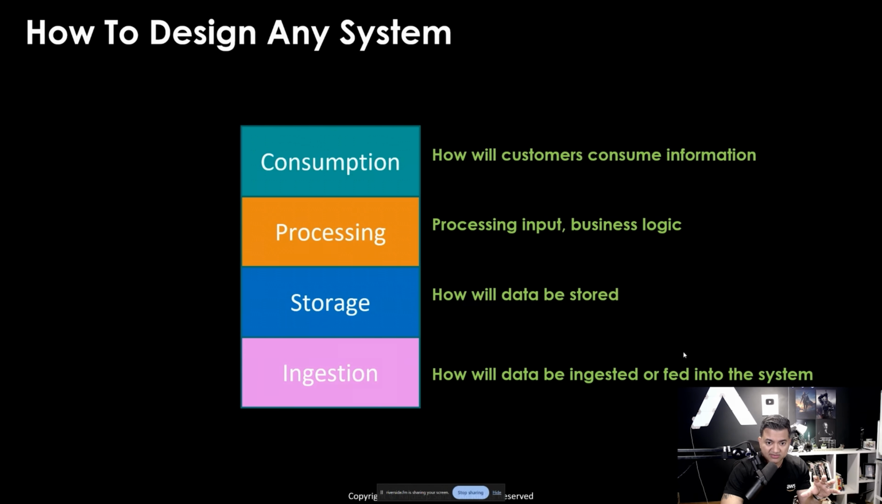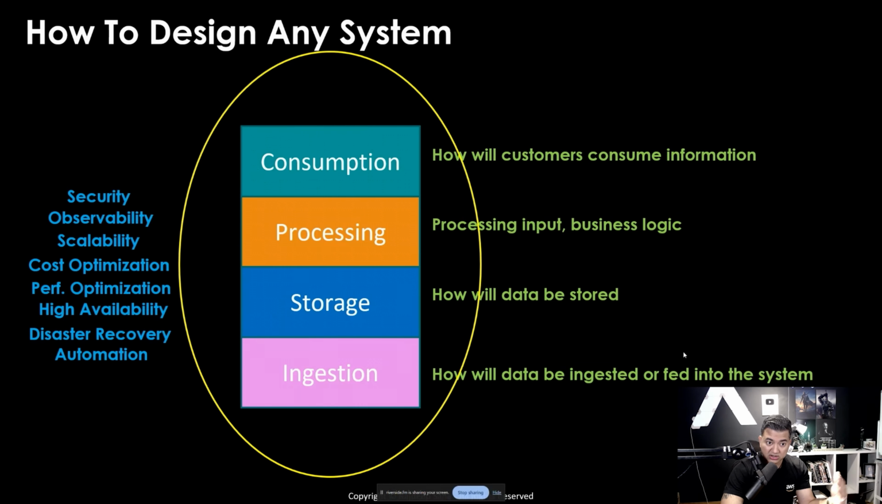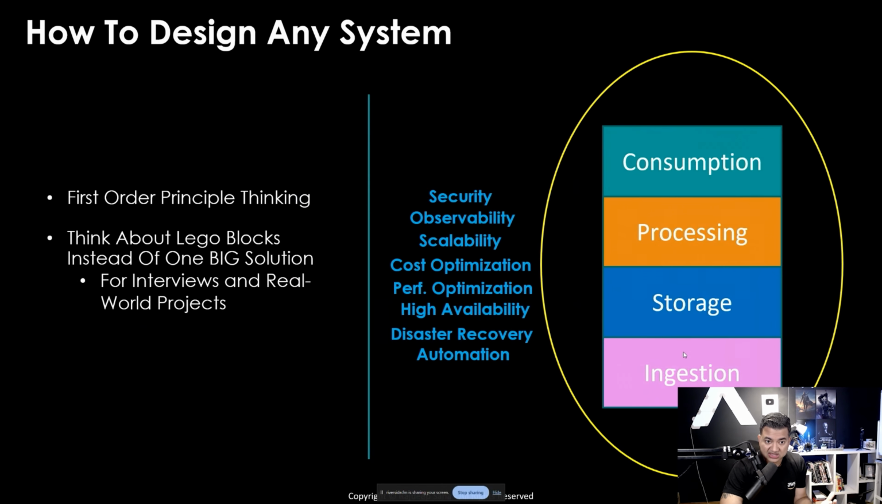Once you have these blocks, you can think of your non-functional requirements on how to make each of these blocks more secure, plug in observability, make them more scalable, optimize cost, and so on. This is derived from first-principles thinking, where you break down a big problem into the smallest chunks that you can solve. Think about Lego blocks instead of one big solution. I found it helpful both for interviews and real-world projects.